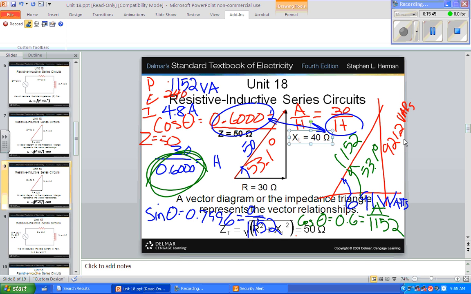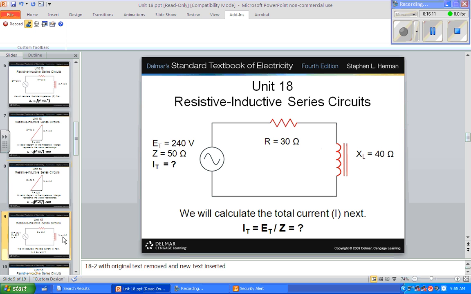So now we found out everything we can about this circuit, right? We know how many VARs are being created because of the inductive reactance, and not too much later, we're going to figure out how to get rid of all these VARs and how to get rid of that X sub L. All right? But this is the essence of what we want to do here. So let's go to the next slide and see what this is about.